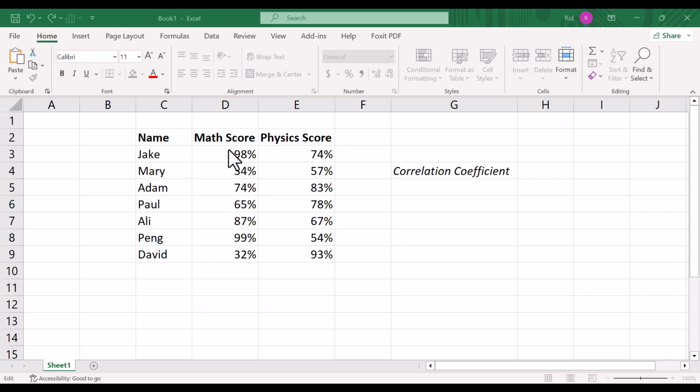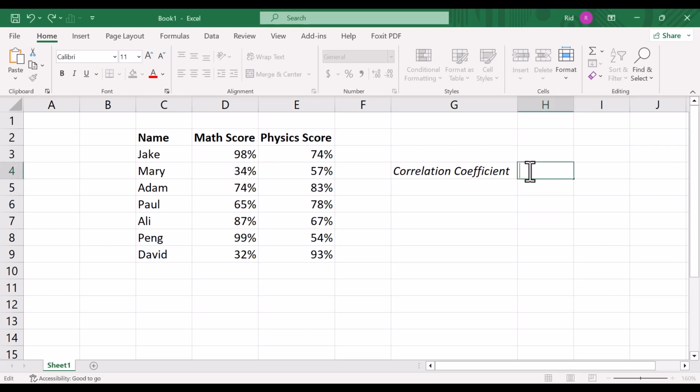While any value between 0 and -1 is a negative correlation. So if a student has a higher math score, then they are likely to have a lower physics score. That means the higher the value on the negative side, the stronger the negative correlation.